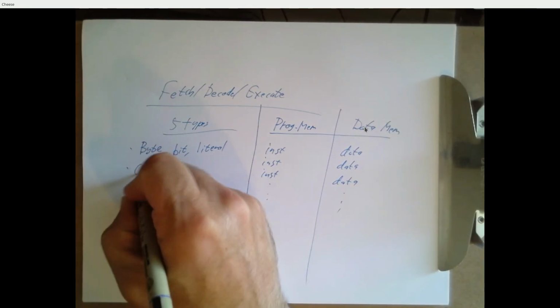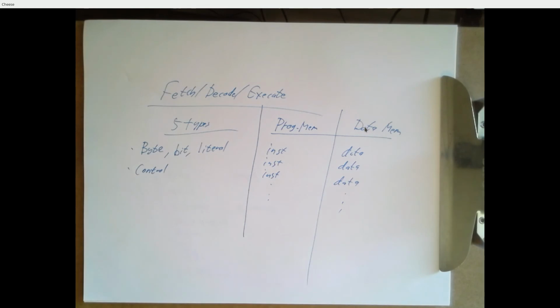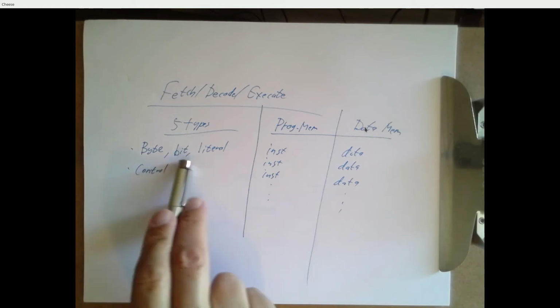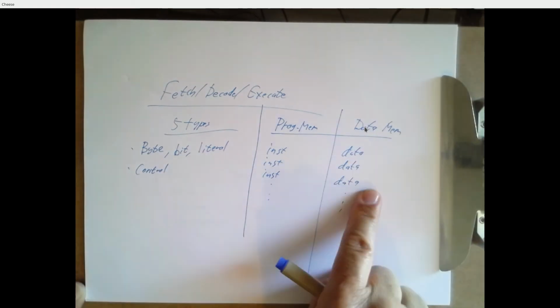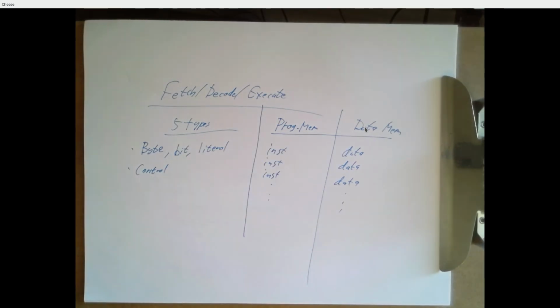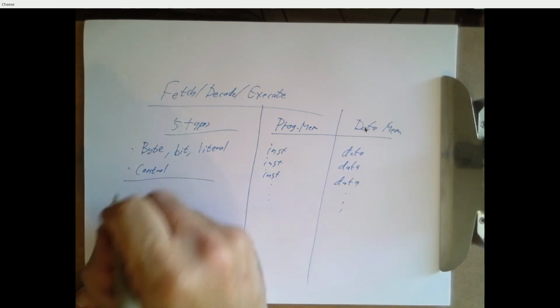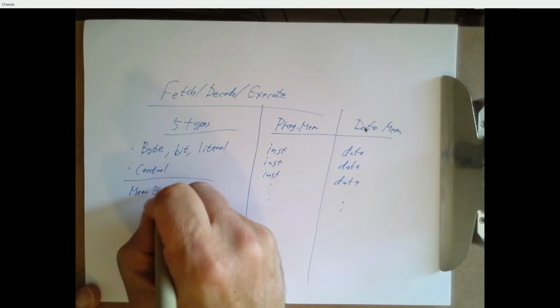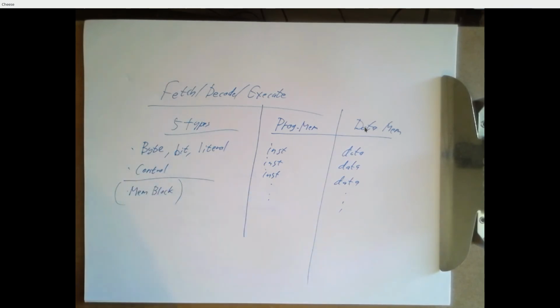Our 4th type of instruction is called control instructions. And control instructions change how instructions are fetched from program memory. They can do things like, for example, change the program counter, so that instead of simply being incremented by 2, it might get set to some other value. So byte, bit, and literal instructions relate to what we want to do with data memory. Control instructions, in some sense, affect what we do with program memory. And then the 5th type of instruction is called a memory block instruction, and we're not going to really worry about that too much. So we're going to mostly deal with these 4 types.